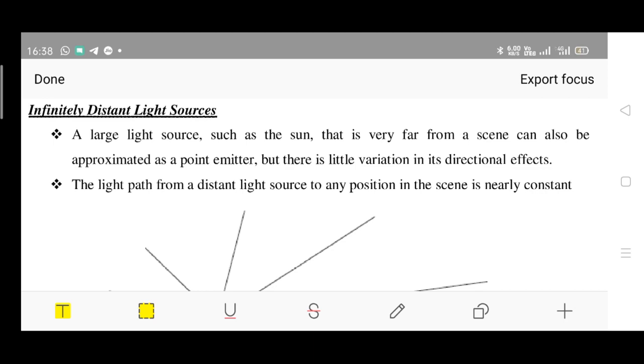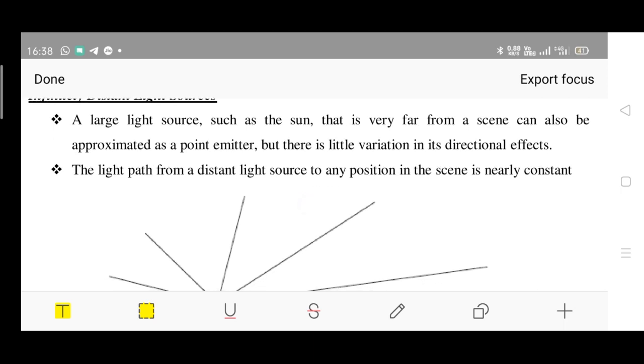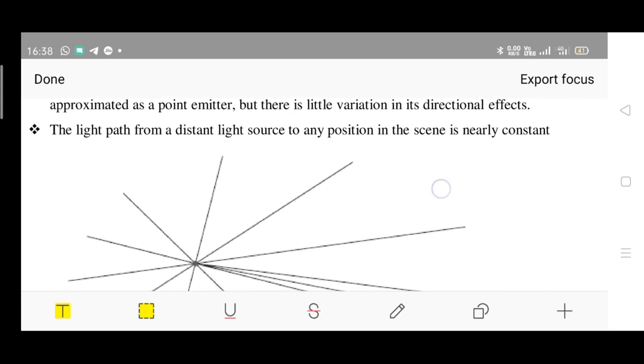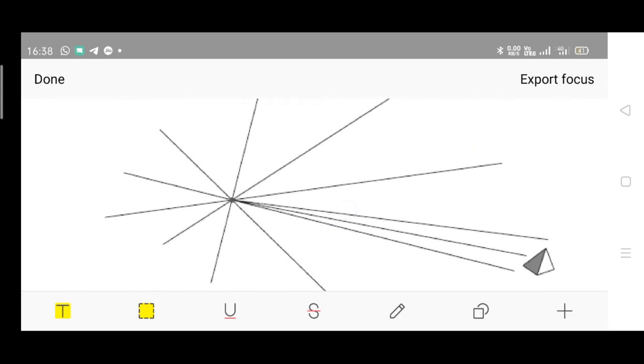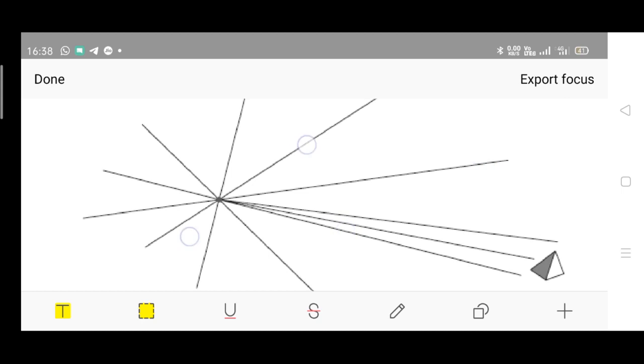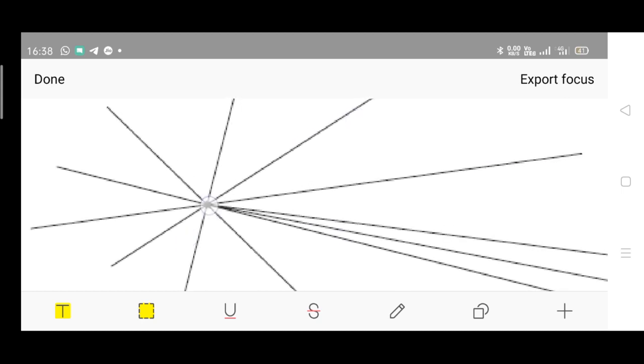Okay, approximation for such types of light sources, that is the sun, because the distance matters, isn't it, between the light source as well as the surface. The light path from a distant light source to any position in the scene is nearly a constant value. So this is what exactly we are going to take. Here is the sun, consider the sun as the distant light source.